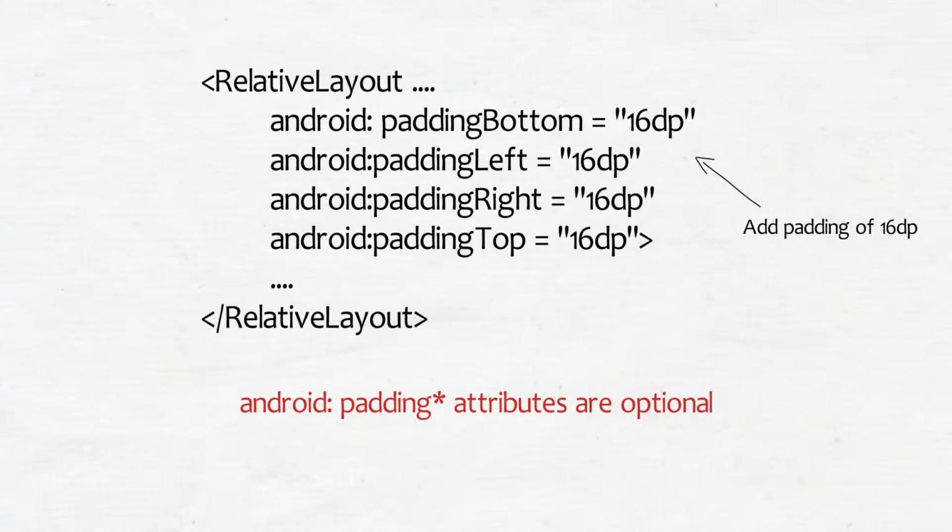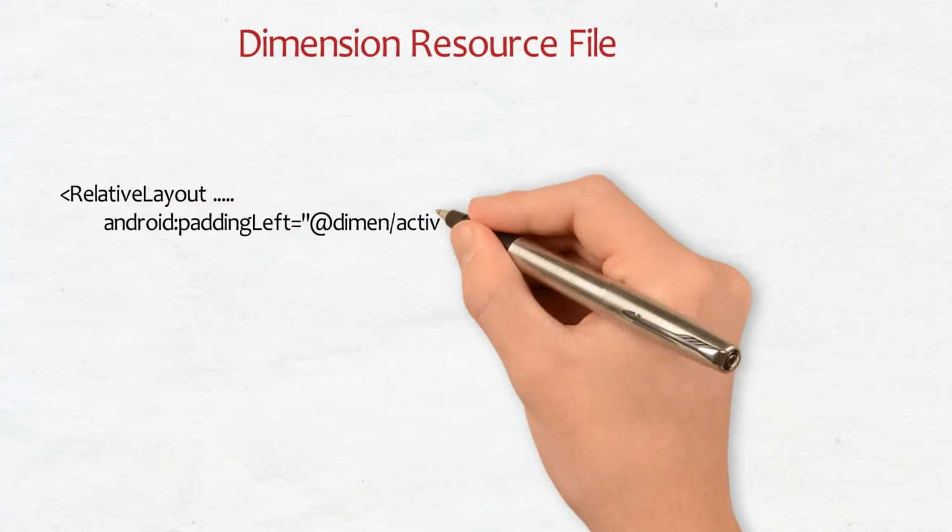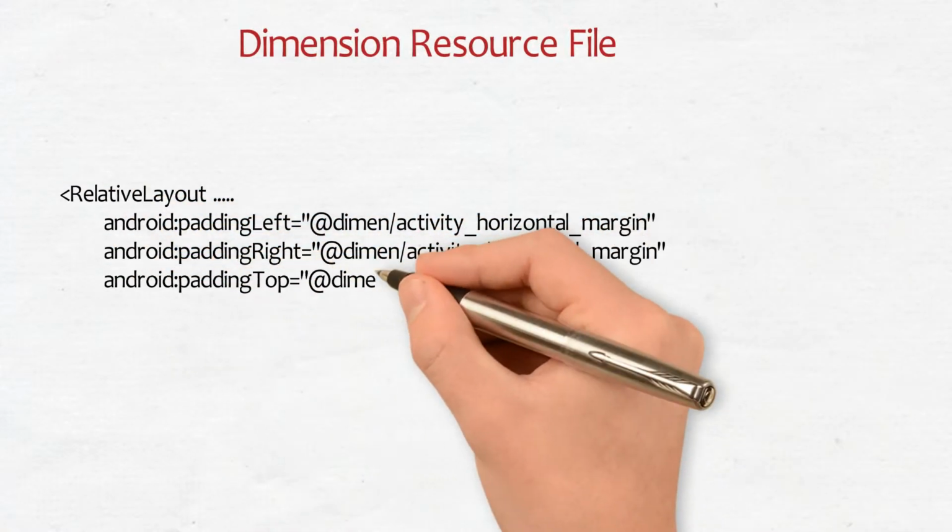In the above example, we have hard-coded the padding and set it to 16 dp. An alternative approach is to specify the padding in a dimension resource file instead. Using a dimension resource file makes it easier to maintain the padding of all the layouts in your app. You use a dimension resource file by setting the padding attributes in your layout file to the name of a dimension resource like this.